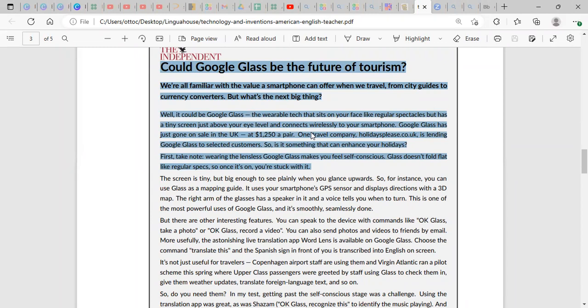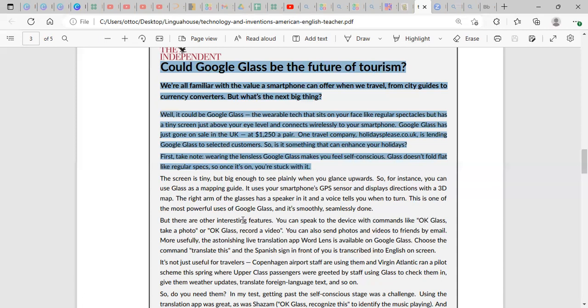Would Google Glass be the future of tourism? We are all familiar with the value a smartphone can offer when we travel, from city guides to currency converters. But what's the next big thing? Well, it could be Google Glass, the wearable tech that sits on your face like regular spectacles, but has a tiny screen just above your eye level and connects wirelessly to your smartphone. Google Glass has just gone on sale in the UK at 1,250 a pair.